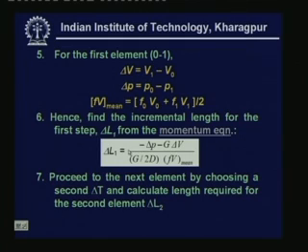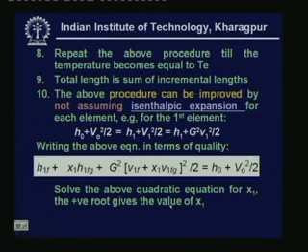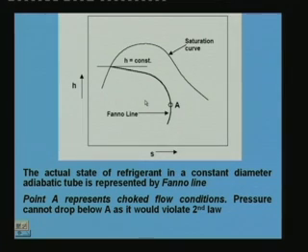Then you proceed to the next element by choosing a second delta T and calculate length required for the second element, delta L2. Repeat the above procedure till the temperature becomes equal to T, okay, as I have already explained to you, and total length is the sum of incremental lengths. The above procedure can be improved by not assuming isenthalpic expansion for each element. You find that in actual case the flow through capillary is not isenthalpic, but the enthalpy reduces inside the capillary tube. Why the enthalpy reduces?